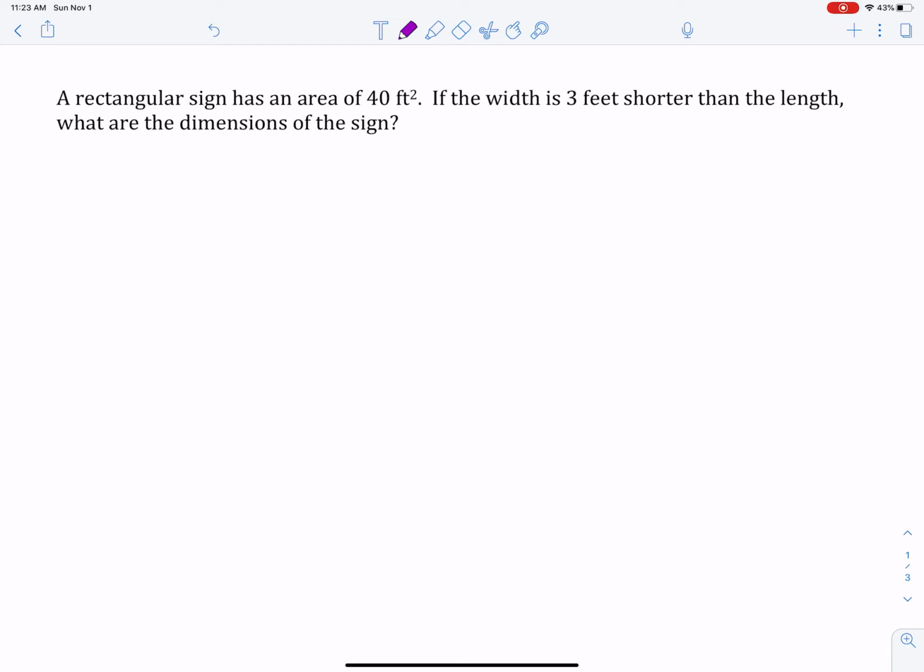A rectangular sign has an area of 40 square feet. If the width is 3 feet shorter than the length, what are the dimensions of the sign?